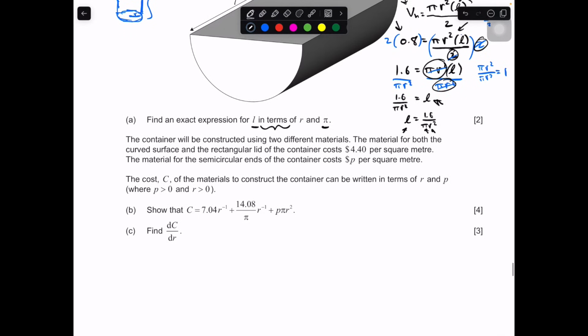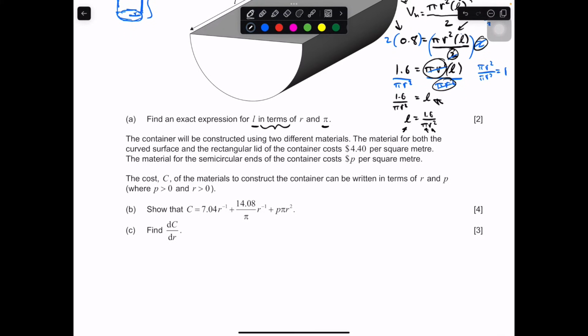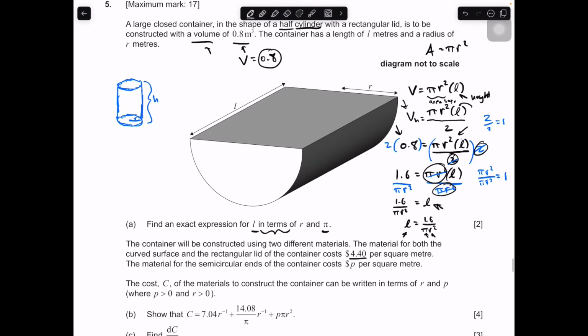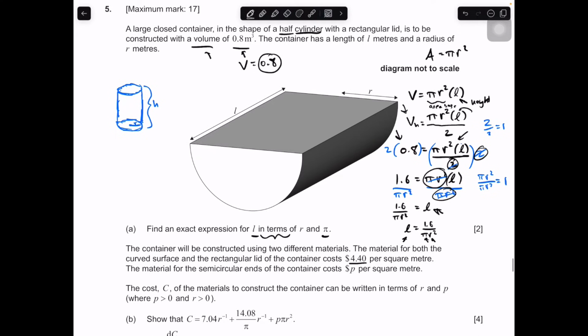Okay, let's move on. The container will be constructed using 2 different materials. The material for both the curved surface and the rectangular lid of the container costs $4.40 per square meter. The material for the semicircular ends costs $P per square meter. Okay. So, let's see. The container will be constructed using 2 different materials, curved surface and the rectangular lid.